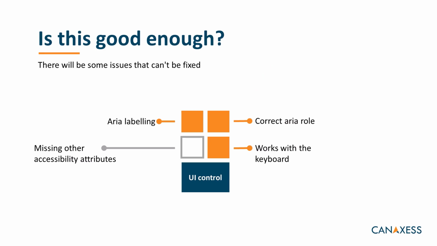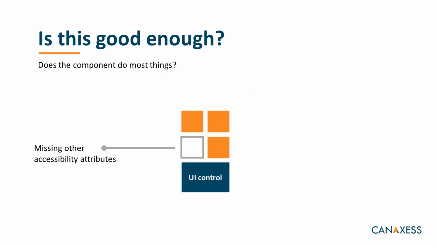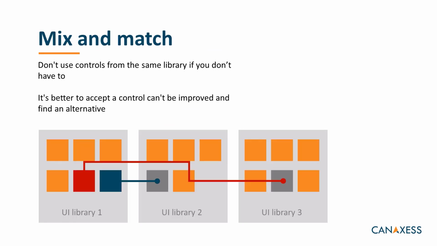Some of the controls may never be fully accessible and may be a case of accepting that and finding an alternative control. Change the UI controls as necessary. Don't use all controls from the same library if you don't have to. It's better to accept a control can't be improved and to find an alternative. If you continue to try and fix the control, you're also making the change more brittle. When the UI library is updated, you also need to now update your code.